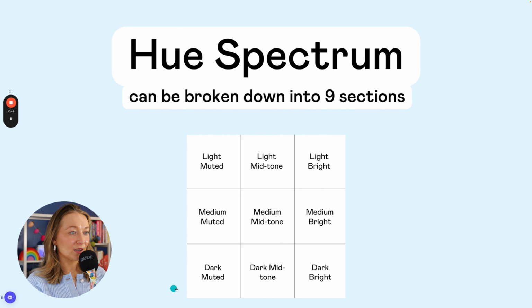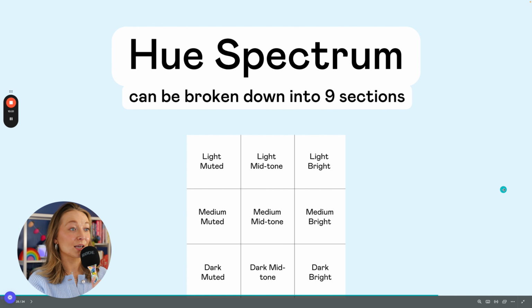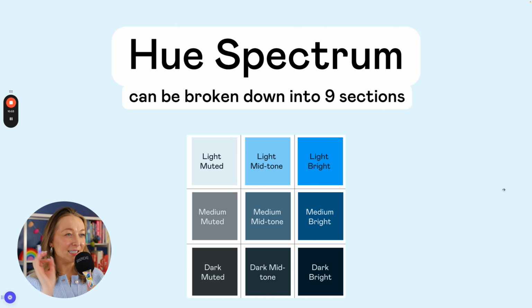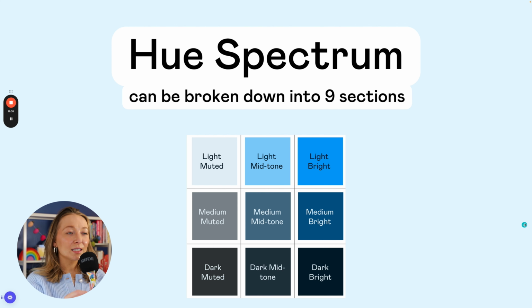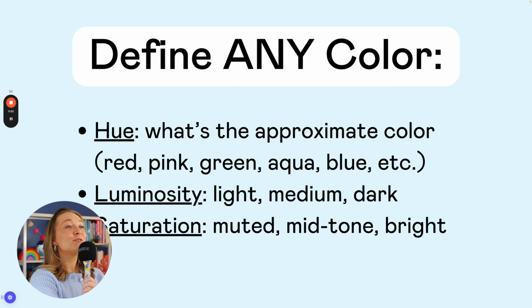So here's what that grid looks like, but I'm actually going to show you what it looks like with colors because I think that's a little bit easier to visualize. So the top row is all light colors, but they bounce between muted, midtone, and bright. Likewise, the middle row shows medium colors, and the bottom row shows dark colors. I think it's really important to visualize this because this is all coming from one hue, and every single hue can be broken up into this 9-section grid. So that means that you can define any color with just a few words.